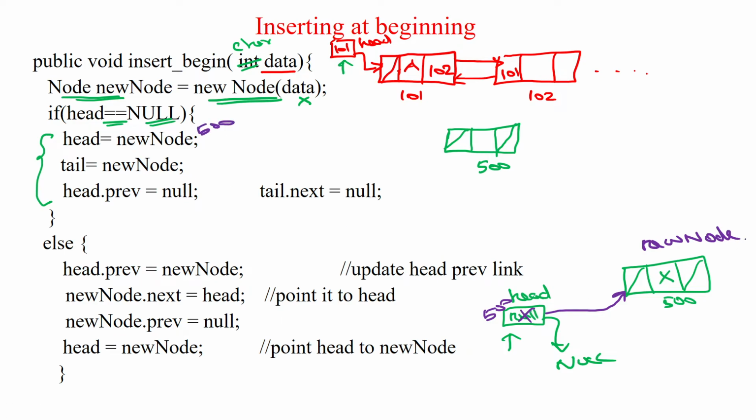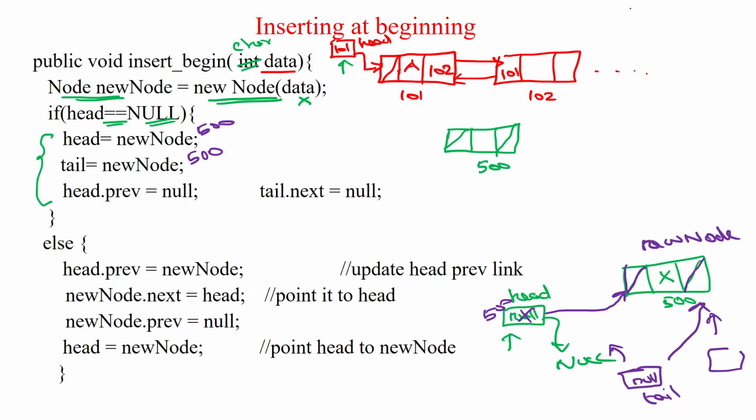Then what about the tail? The tail was also earlier null. Now the node is inserted, so the tail is also pointing to the new node. So the tail is also now the new node. So the single node is inserted into the list, right? That will be called the head and also the tail. Now head dot previous is null and tail dot next is also null. So this is about inserting the node into the empty list.